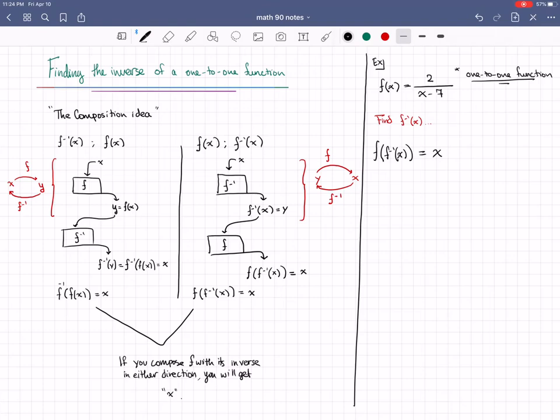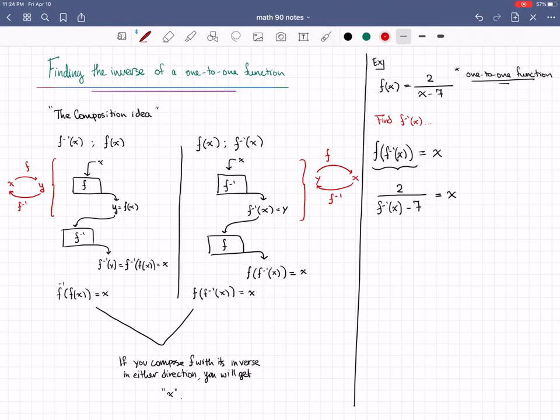But you also know that the way composition works is anywhere that you see x in the original function is replaced with the function that you're composing with. So f of f inverse of x, that's 2 over f inverse of x minus 7. And that's supposed to be equal to x. So while I don't have the inverse function yet, I know that this must be true.